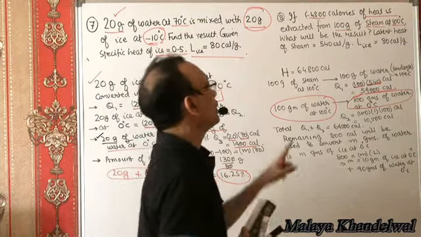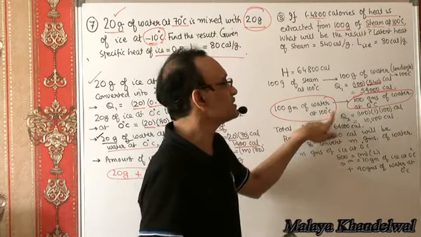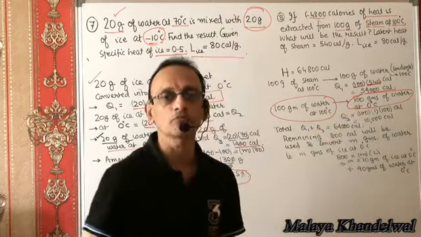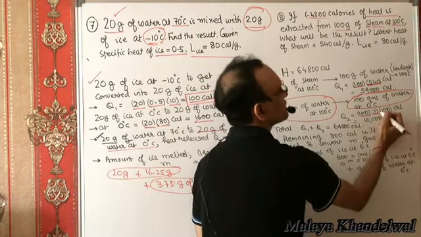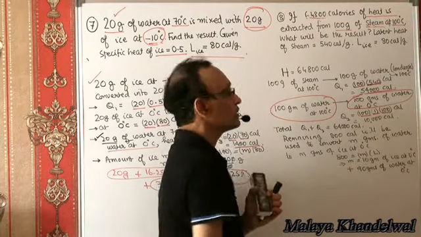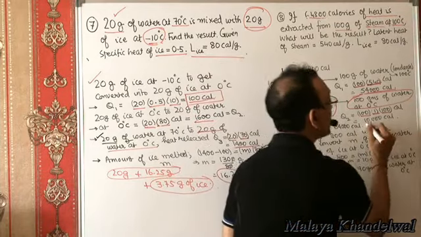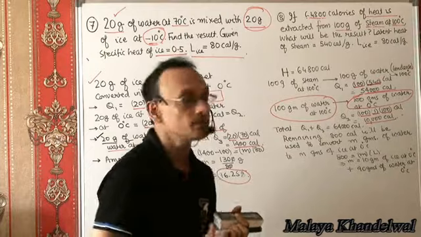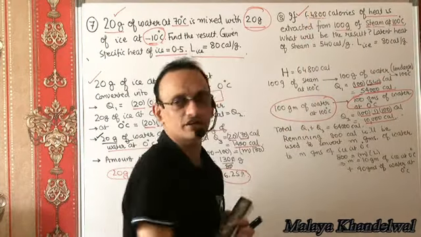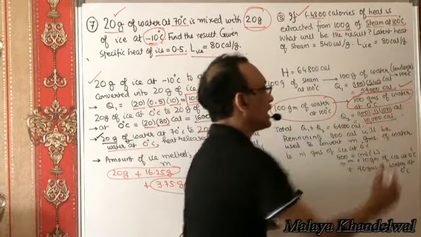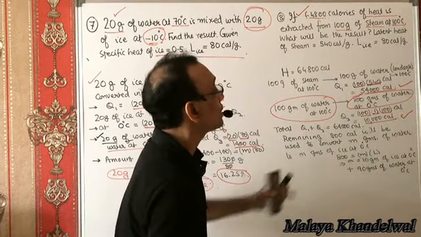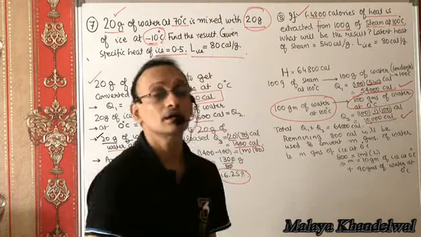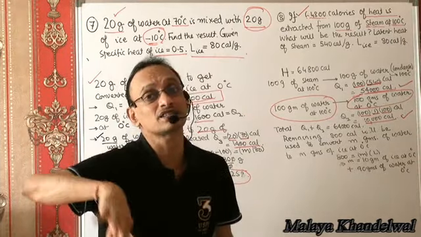Now, from 100 grams of water at 100 degrees to 100 grams of water at 0 degrees, how much heat would be expelled? 100 grams into specific heat 1 into 100 degrees centigrade, which is the decrease in temperature. So 10,000 calories. Out of the 64,800 calories, 54,000 calories were used here, 10,000 calories used up here. That makes 64,000 calories. Now I have 800 calories to be extracted further.